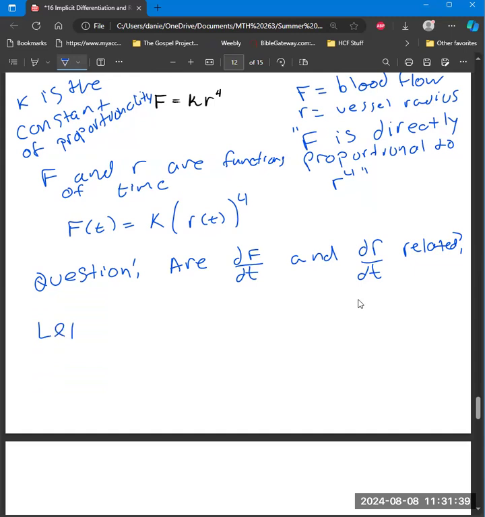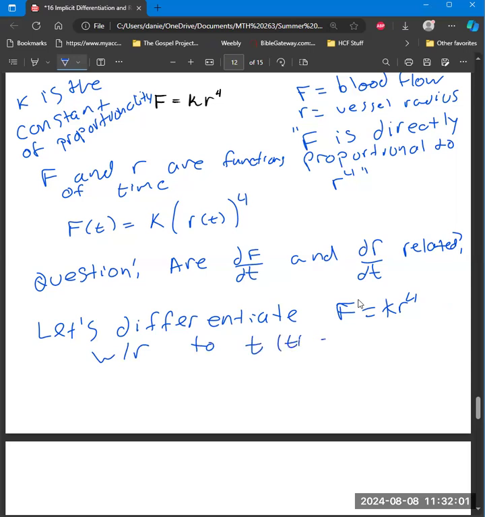So let's differentiate F equals K R to the fourth with respect to t, time, and find out.